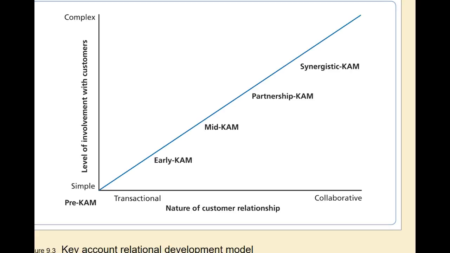So in the key account relational development model, obviously at the start, it's simple and transactional, and it's going to build up more and more, becoming much more collaborative and much more complex. When a company reaches synergistic key account management, the companies are going to be working very closely together. The top management will be manifesting themselves with joint business meetings and joint business planning, getting into research and development. They could also be doing some trading as far as cost management.